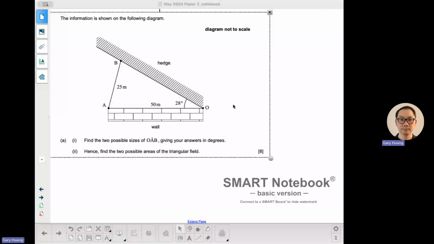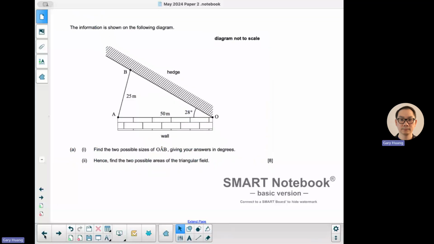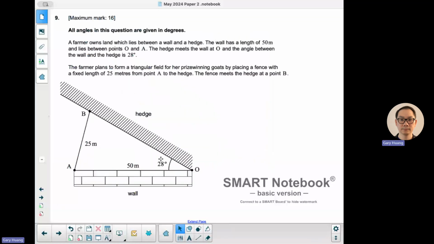Today we're going to look at number 9 of the May 2024 paper 2. It's the last question on the exam. As you can see, it's something to do with trigonometry. The good news here is they've labeled the diagram and given you all the information: the size of the wall, the angle, and one of the side lengths.